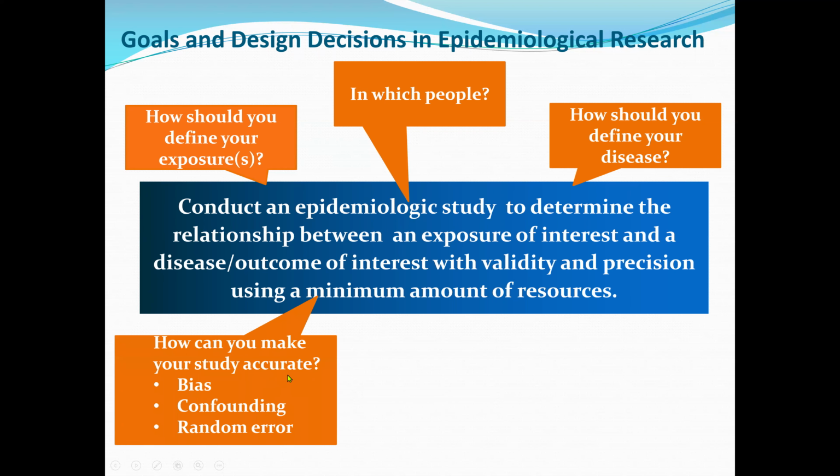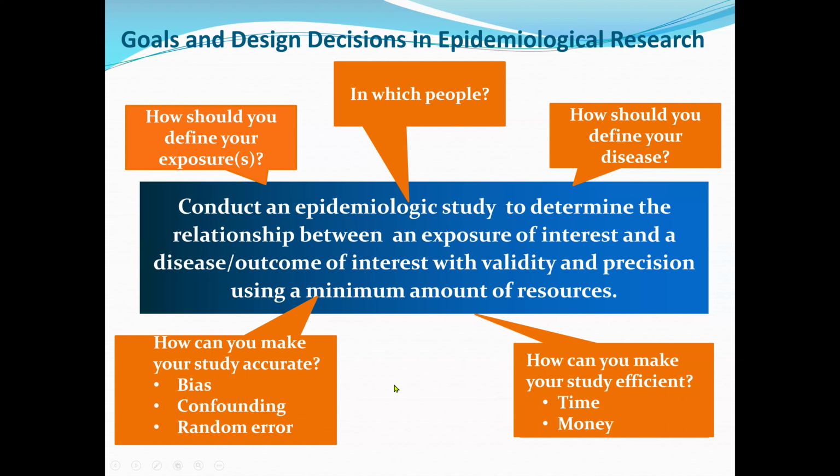And how can you make your study accurate? For example, we need to find a way to eliminate biases. Bias can come from the sample selection or the instrument that we are using to measure our variables. Also, confounding variable. This can be a third or lurking variable that can create an association between the exposure and the outcome, whereas it's not there. And also the random error.